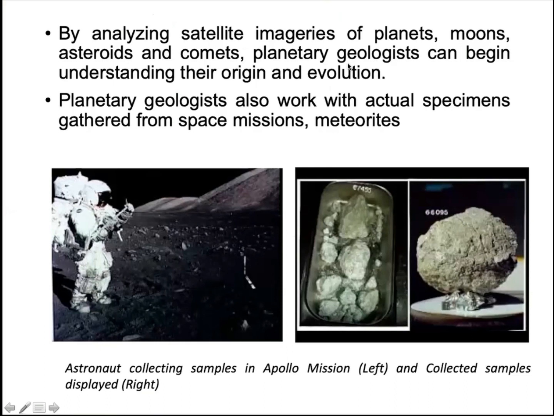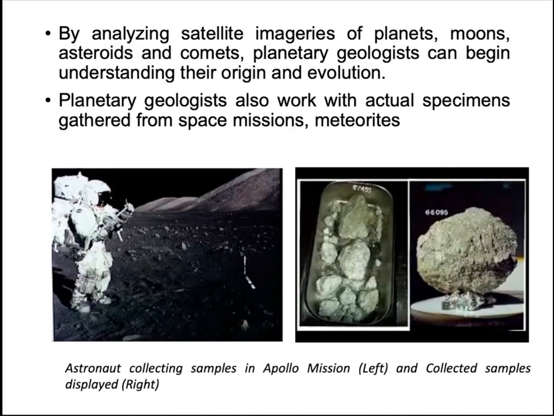By analyzing satellite imageries of planets, moons, asteroids, and comets, we can begin understanding their origin and evolution. Now, if you have meteorites or terrestrial analog materials, we can work with actual specimens. Actual specimens means in situ samples, meteorites, and terrestrial analog samples. We can do a lot of chemical and spectral analysis, etc., and come up with meaningful inferences regarding the formation mechanisms, or we can use those materials to calibrate the instruments placed in various missions also.